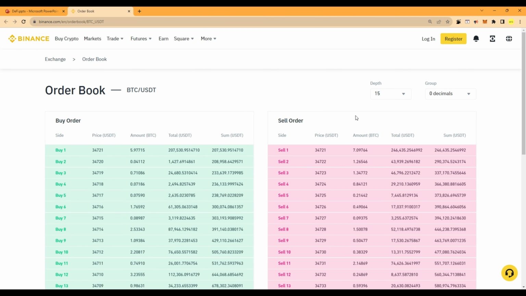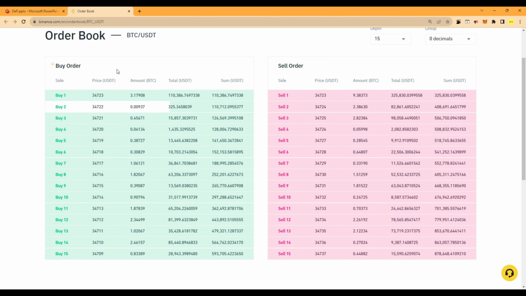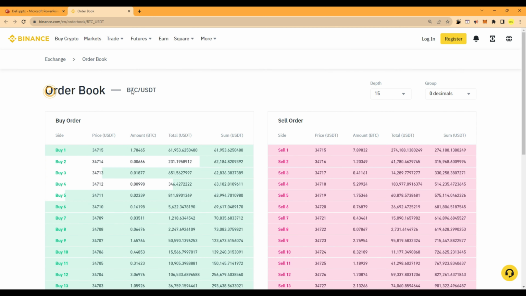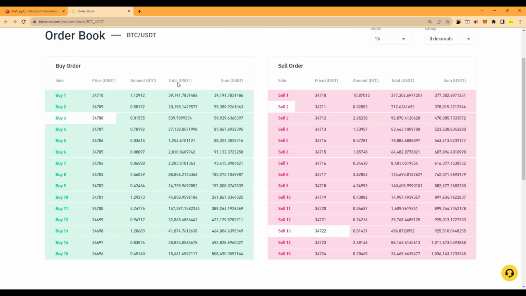And this is how your order book looks. An order book consists of two things: the buy side, this is your buy order side, and this is your sell order side. The buy order side simply means at what price people are willing to buy a particular cryptocurrency. And the sell order side states at what price people are ready to sell their cryptocurrency. In this case, this is our order book for BTC/USDT, meaning for this amount of USDT that you are seeing on the screen, people are ready to buy this amount of Bitcoin, and this is the total amount of USDT. When you multiply these two things, you get this total amount.